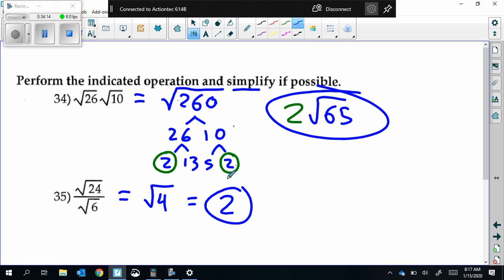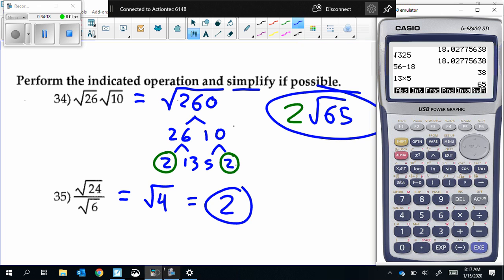Or type it into your calculator. It can do it. Even if your calculator is not upgraded, this one it can do. Since it worked out to be a whole number, it would have worked out. It's just when they don't work out to be a whole number, this calculator can't do it.